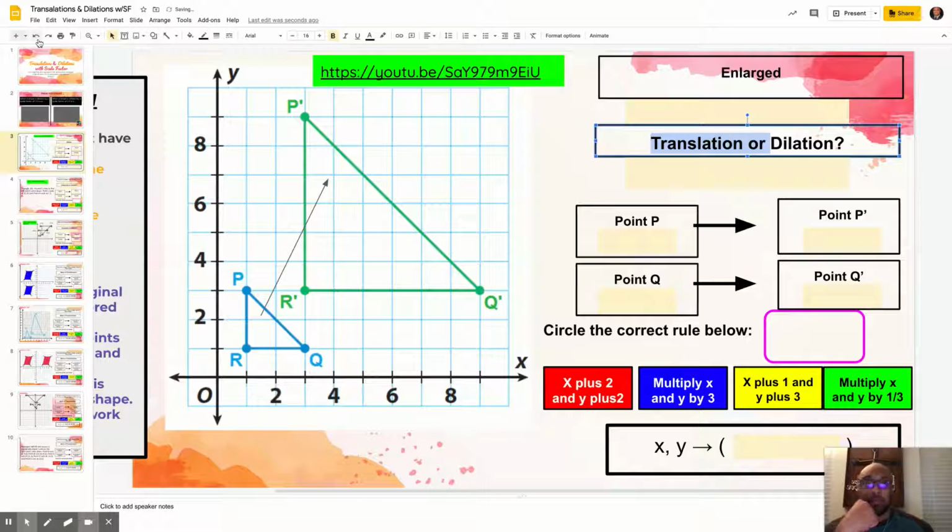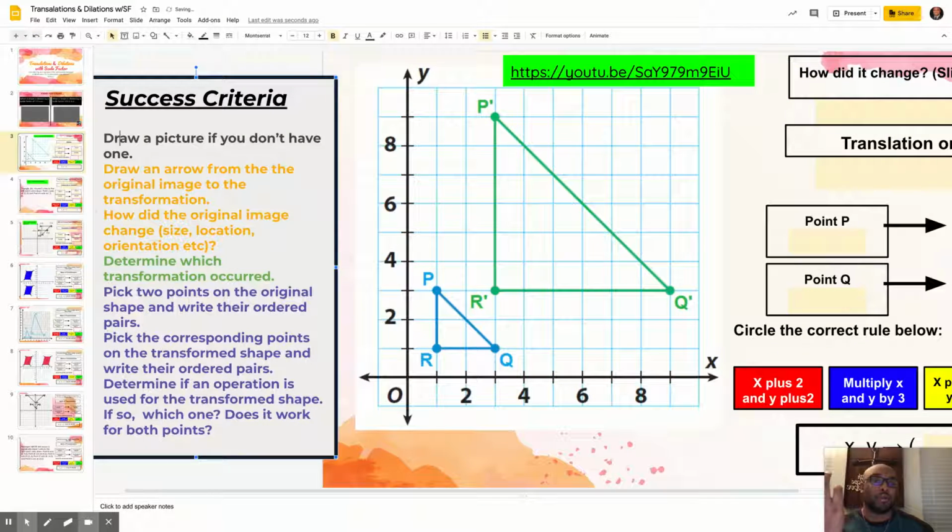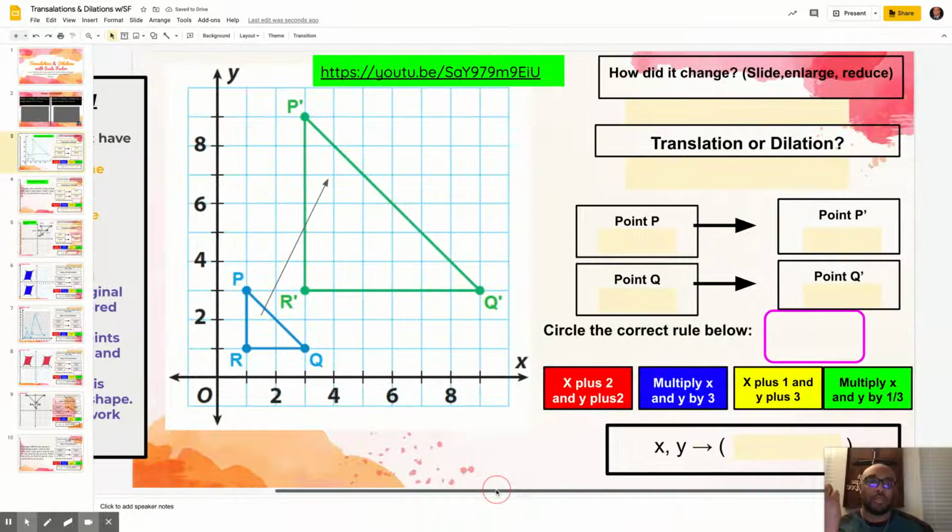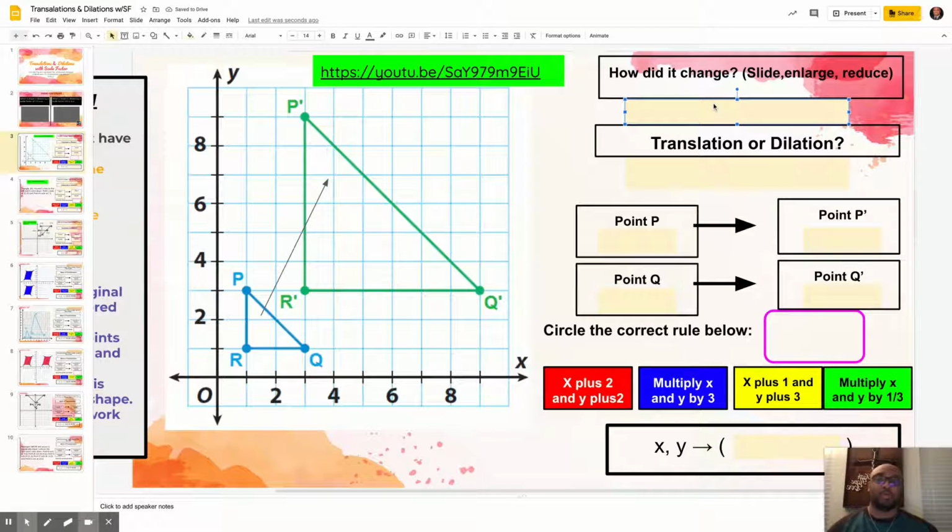Now, if you prefer, you'll see that there are little areas you could type underneath. So in yellow, right here, you could just type enlarged. And then right here, you could type dilation.